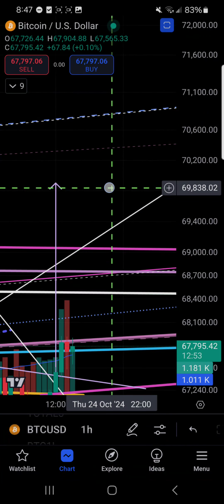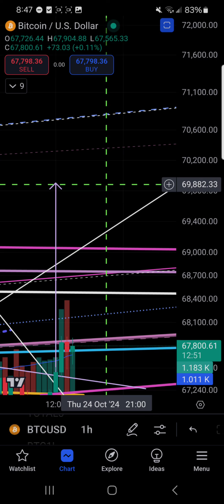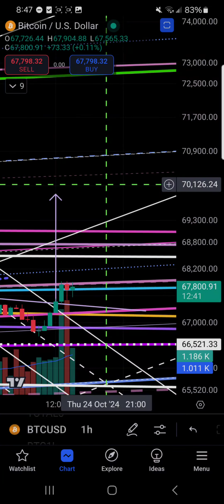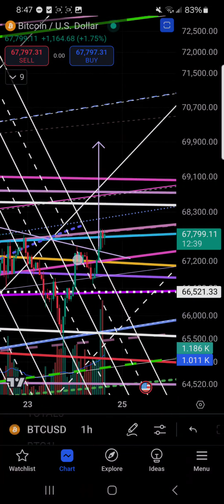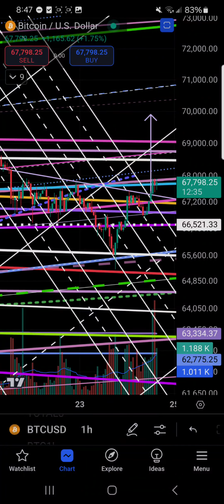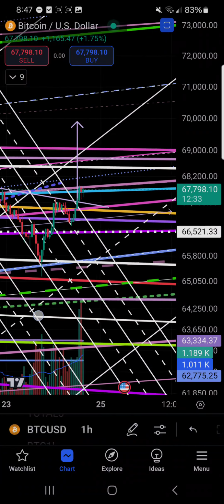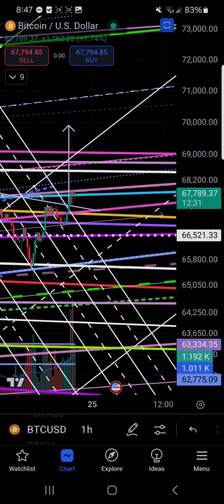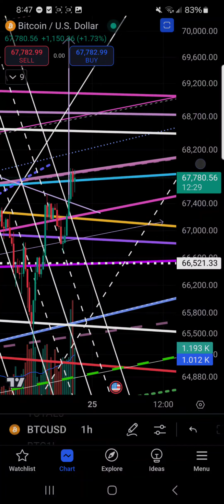Where does that take us to? Interesting. 69,000. That's really funny. It takes us up to our last cycle all-time high. Well, there you have it. So what are we doing here?